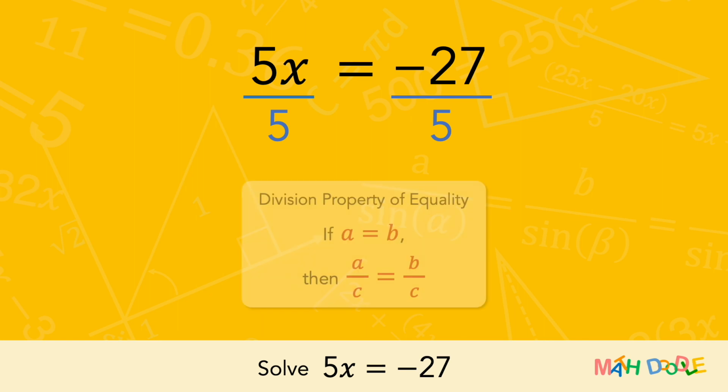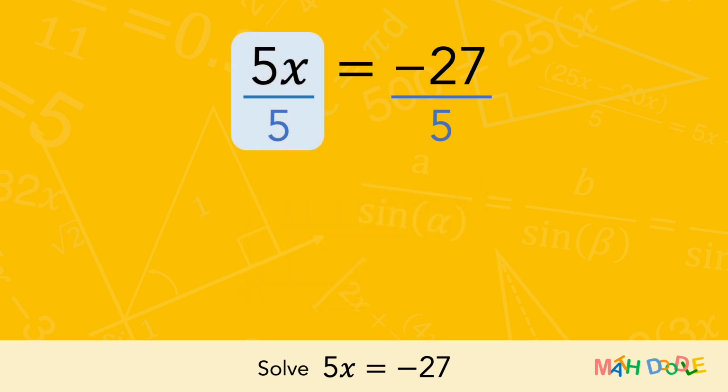Here, it is important to treat both sides of the equation equally. So, when we divide one side of the equation by a number, we must divide the other side of the equation by the same number. After dividing them by 5, the left side of the equation is simplified to x.